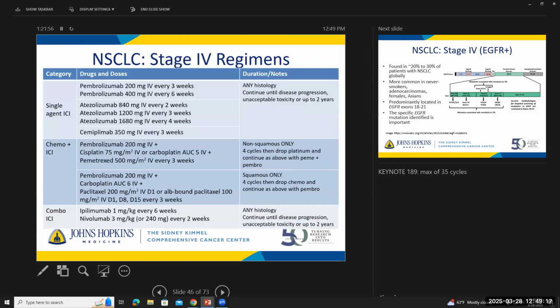Okay, these are just, again, a resource reference for you. I wouldn't necessarily test you on the doses or anything like that, okay? But this is just an example of some of the regimens. Single agent immunotherapy, immunotherapy plus chemotherapy, and then there is a combination immunotherapy option for people who want to be chemotherapy free. I'm not going to go into that.